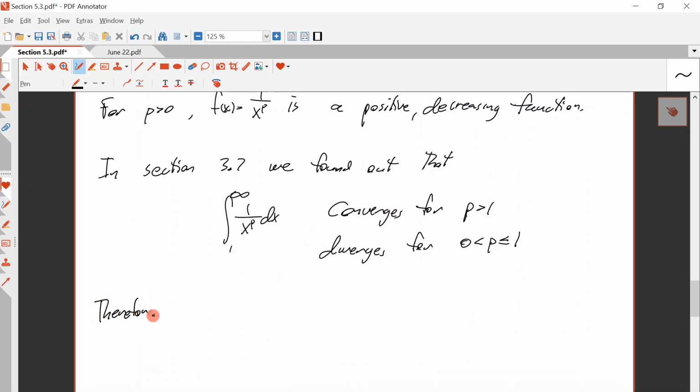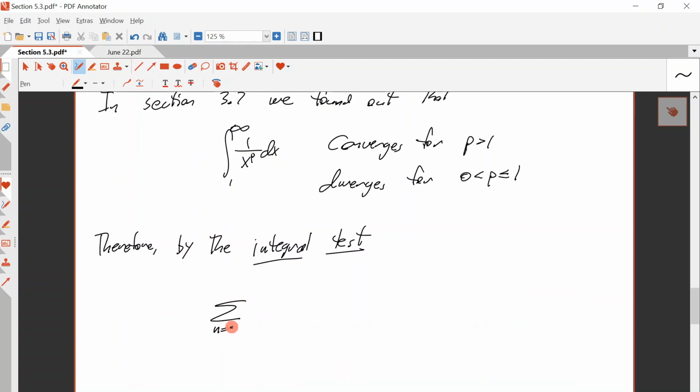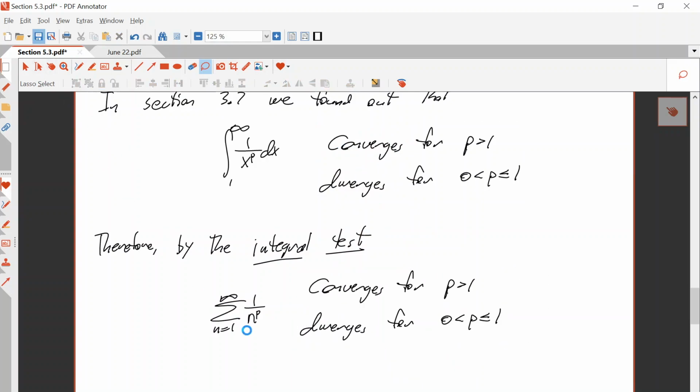Therefore, by the integral test, the sum n equals 1 to infinity 1 over n to the p does the same thing. It converges for p bigger than 1 and diverges for p between 0 and 1, including the 1. Okay? So the integral tells us all about the series as long as we can actually calculate such an integral, or we have that the series that we're summing up is defined for all real numbers, which of course it won't always be. All right.